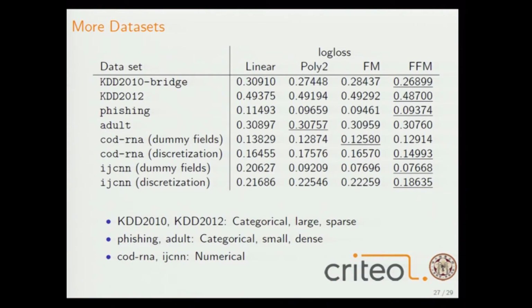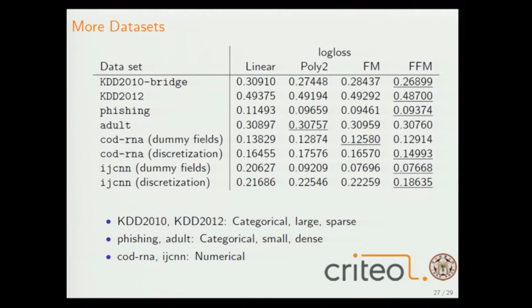So basically, for the KDD 2010 and 2012 data sets, most of the features are categorical, and they are very large scale and very sparse. And for Phishing and Adult, most of the features are also categorical, but they are small and denser. And for Codrna and IJCNN, they are pure numerical data sets.